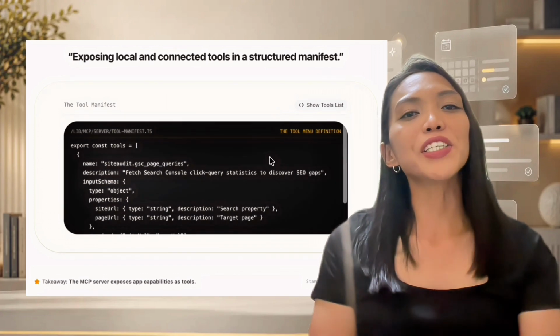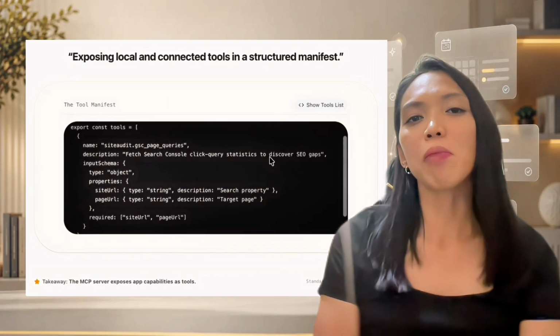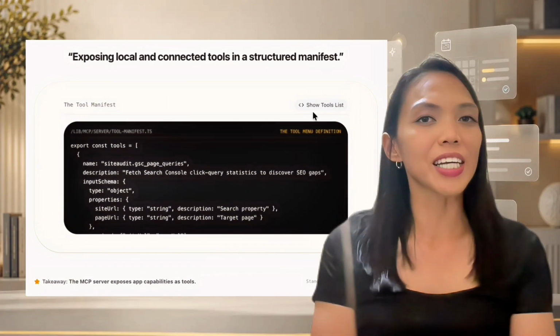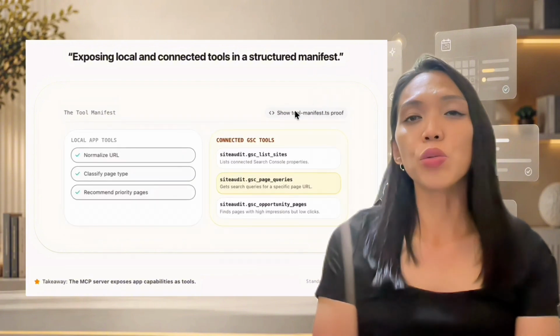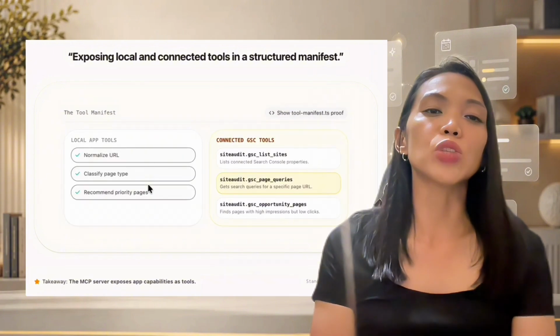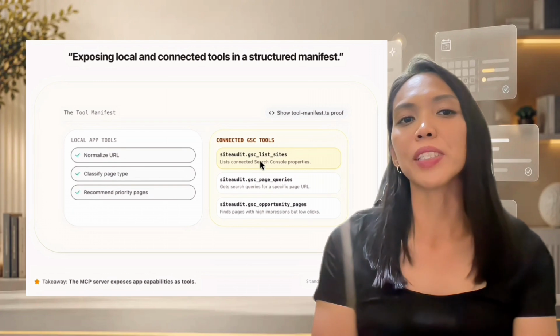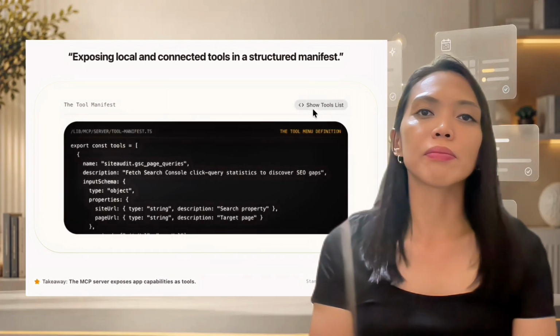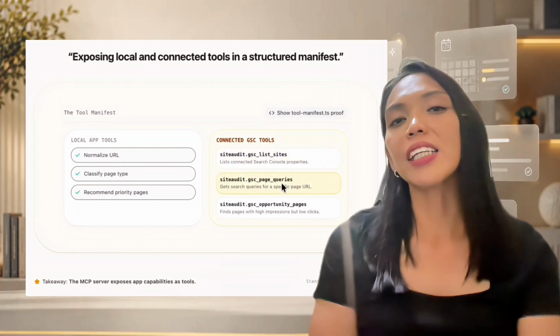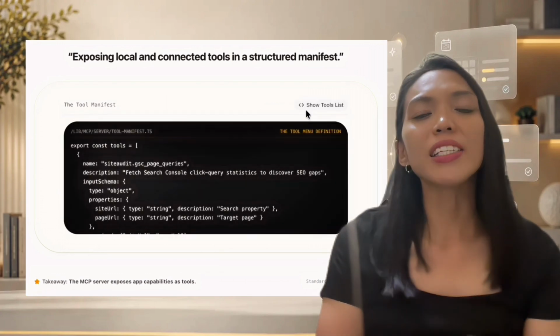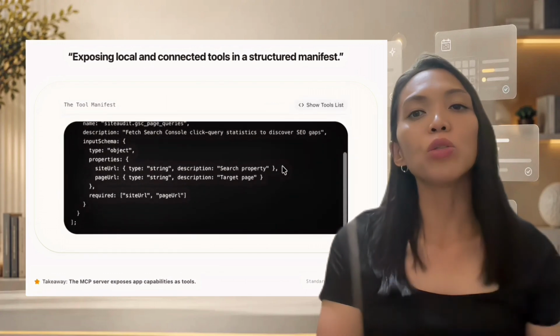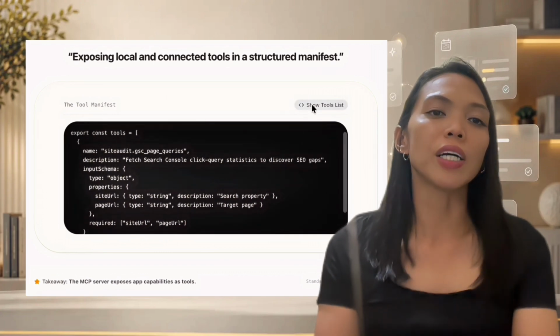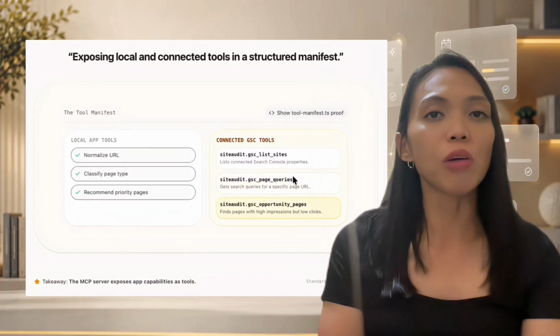What does my MCP server expose? In my AI page app, the MCP server can expose tools. For example, some tools can be about understanding a website page. A tool can normalize a URL. A tool can classify page types. A tool can help identify priority pages. And then there are connected tools. In my example, I connected one of the tools to the Google Search Console as a read-only data source.